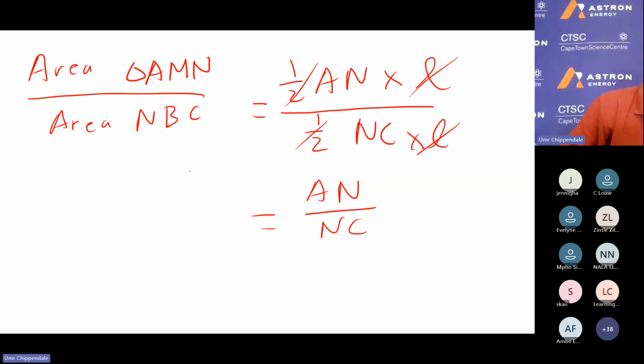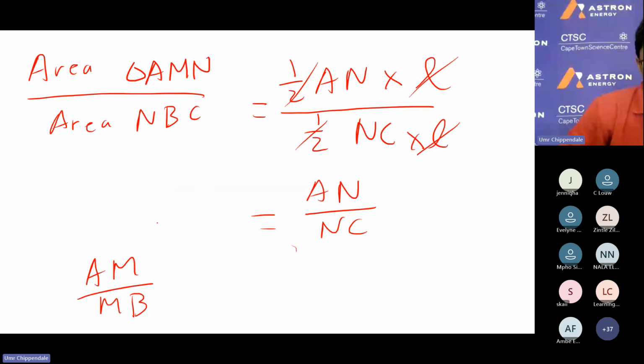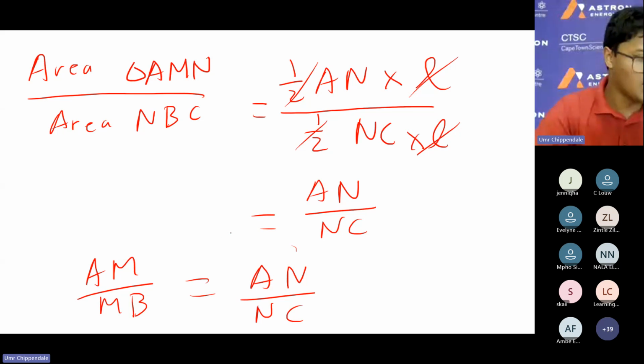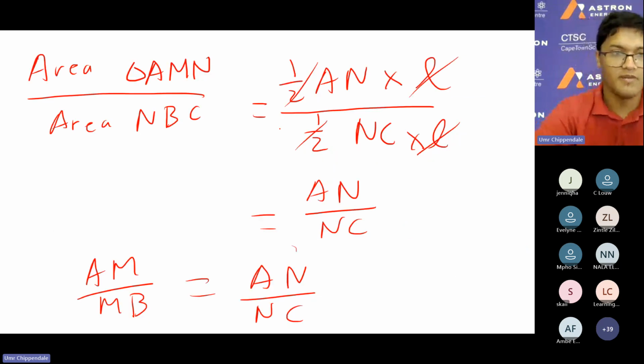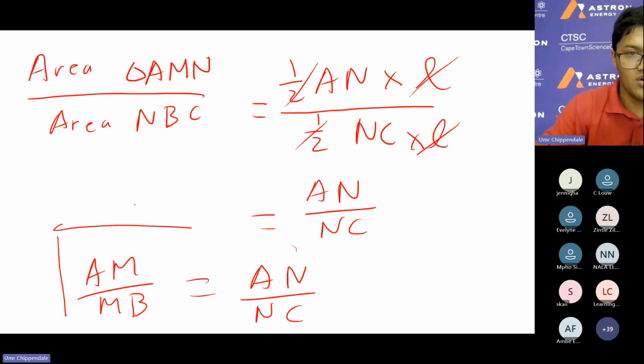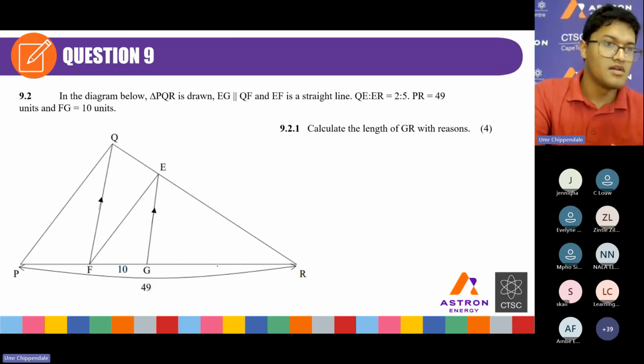So therefore, you can say that AM over MB, which was the first one we did over here, is equal to AN over NC. And that is how you get to the answer. That's also how we show that we get this. Remember, that was what we had to prove as stated. I took it away a bit earlier, but if you go back, you'll see that's what we had to prove. So this is proof that these are the same. Okay, now moving on. 9.2.